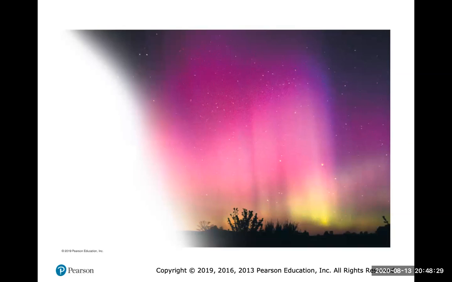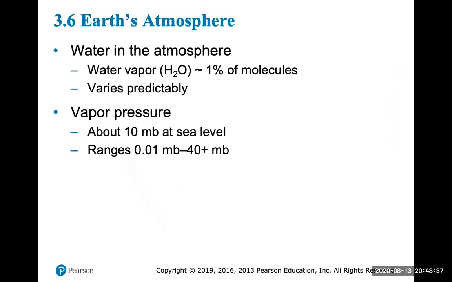Here's the aurora borealis, which are lights that can be seen in the northern hemisphere, especially in the winter time.